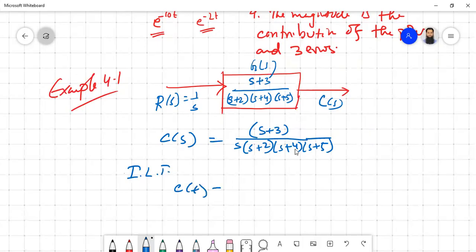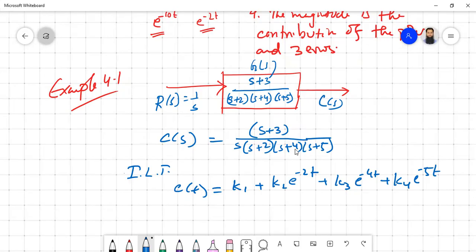C(t) will be K1 plus K2 e to the power minus 2t plus K3 e to the power minus 4t plus K4 e to the power minus 5t. So what should be the value of K1, K2, K3, K4? That will come from the partial fraction expansion. But we can actually predict the system behavior even without solving it.